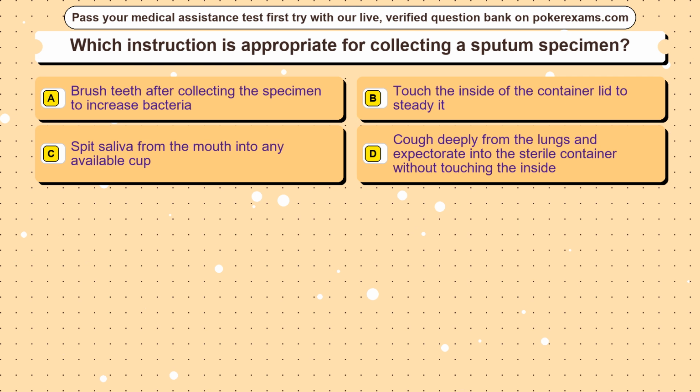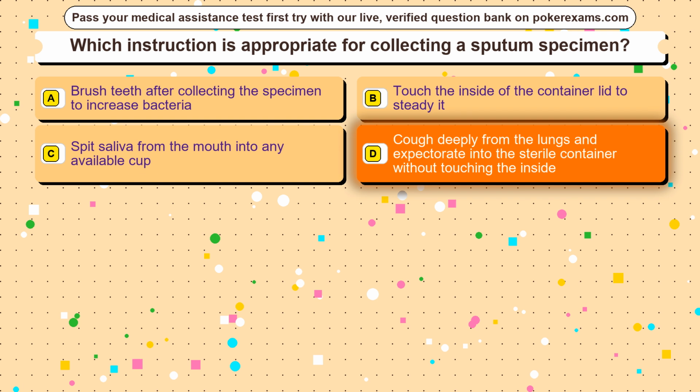Question 24. Which instruction is appropriate for collecting a sputum specimen? Option A. Brush teeth after collecting the specimen to increase bacteria. Option B. Touch the inside of the container lid to steady it. Option C. Spit saliva from the mouth into any available cup. Option D. Cough deeply from the lungs and expectorate into the sterile container without touching the inside.